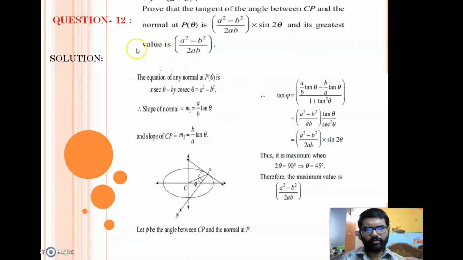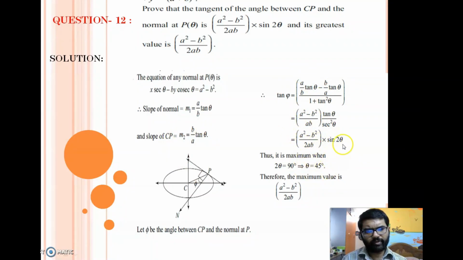Next, question number 12. Prove that the tangent of the angle between CP and the normal at P is (a square minus b square) by 2ab into sin 2 theta, and its greatest value is (a square minus b square) by 2ab. The equation of the normal at that point is this one. Slope of that normal is what? m1 is equal to (a by b) tan theta. Slope of CP is what? Slope of CP is (b by a) tan theta. Then for the angle between them, apply that formula, then we got this as the angle.